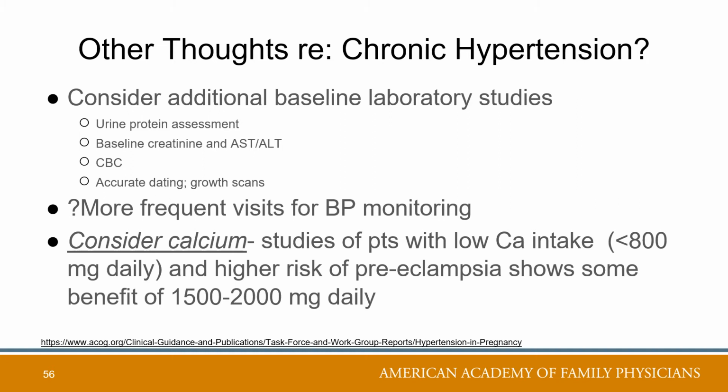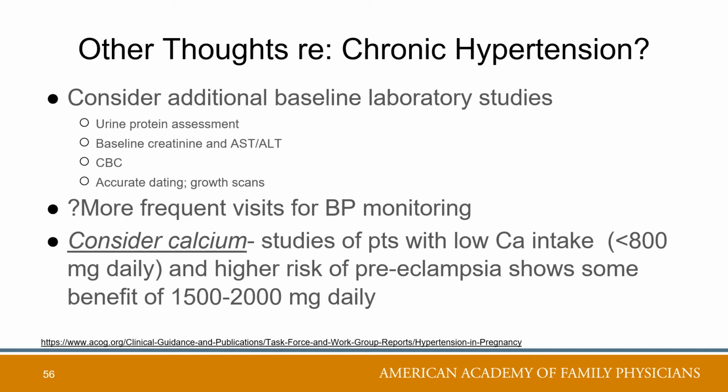The very first time you see these patients, you want to do a urine protein assessment. So that's a urine protein to creatinine ratio. That's not a microalbumin to creatinine. It's a different kind of test. You want to order a baseline creatinine and AST and ALT, as well as a CBC that allows you to look for platelet count. You want to think about accurate dating. Make sure a patient gets a dating ultrasound early. That'll help you figure out for comparison later on whether or not a patient is growing an appropriately sized fetus.